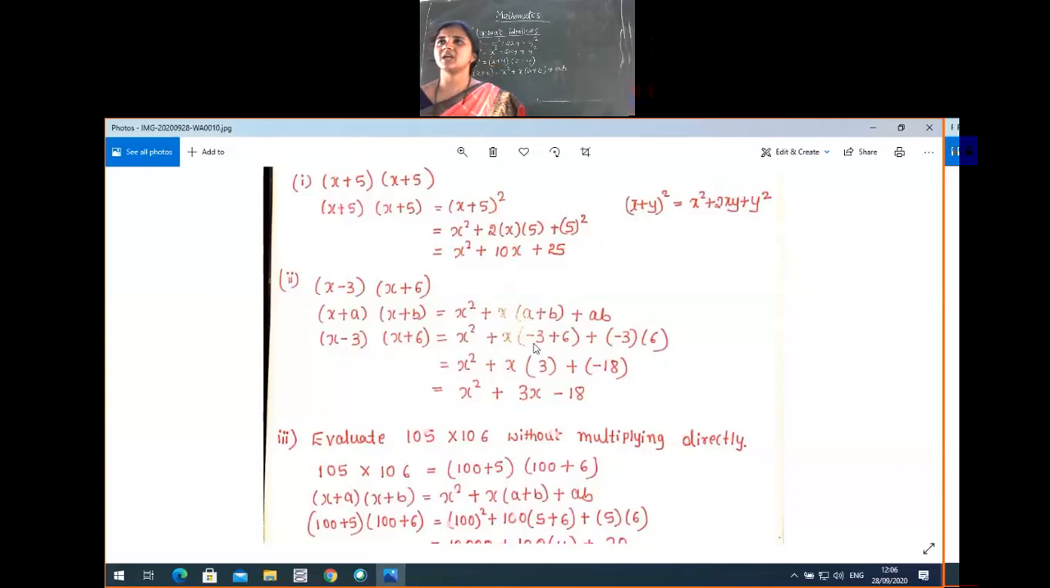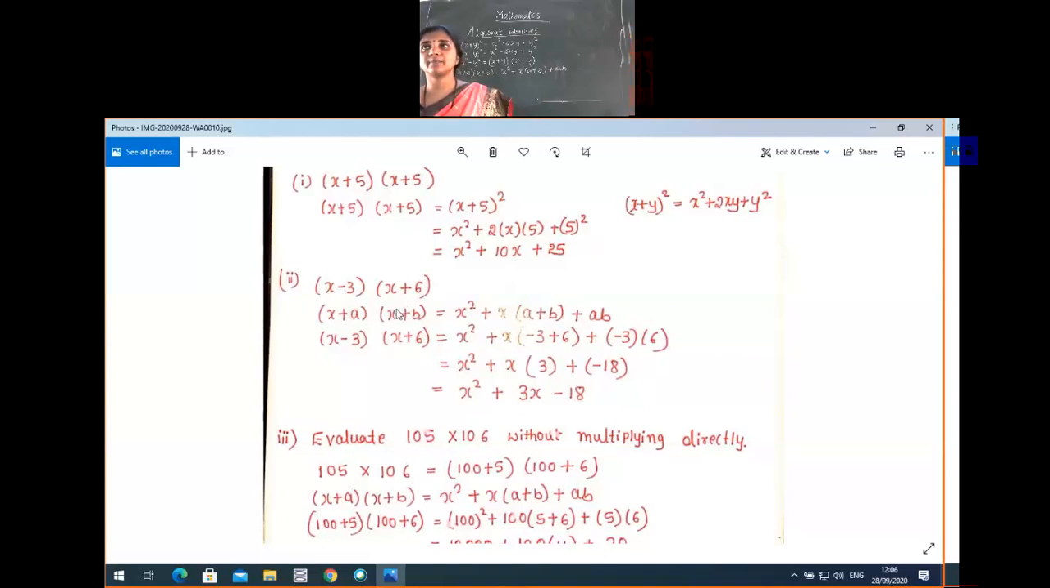Okay, so if plus is there, no need to worry about that. But in minus, in the place of a, minus 3 is there. So substitute a as minus 3 and b as plus 6. So plus a into b, that is minus 3 into 6. Then x square plus x into here 6 minus 3 is 3. So plus minus 3 into 6 is minus 18. Therefore x square plus 3x minus 18 is the expansion of x minus 3 into x plus 6.